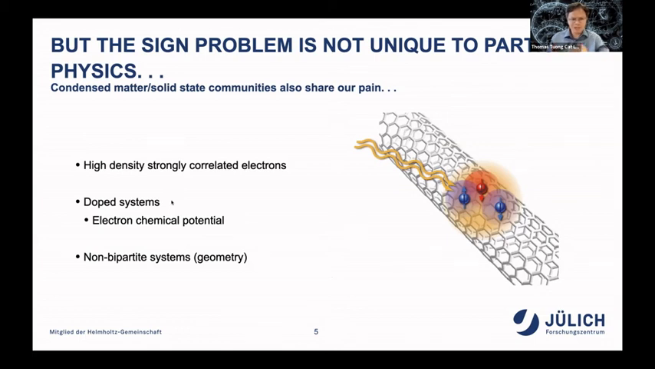When they want to do stochastic simulations of doped systems, again, systems with a chemical potential, but in this case, an electron chemical potential, they immediately suffer a sign problem just like we do in high density QCD. And perhaps even more interestingly, because of the crystalline nature of some of these condensed matter systems, the geometry of the crystal itself can induce a sign problem as well.